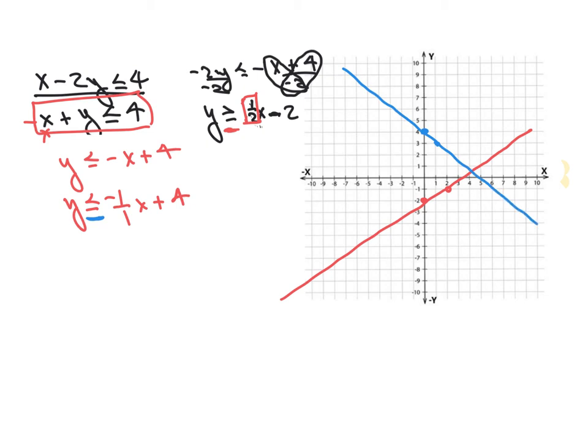All right, so let's go ahead and shade these before we go on. The one I did right here says that y is greater than, so I'm going to shade above the line. Everything above the line. Okay, and this one over here says y is less than, so I'm going to shade below the line.